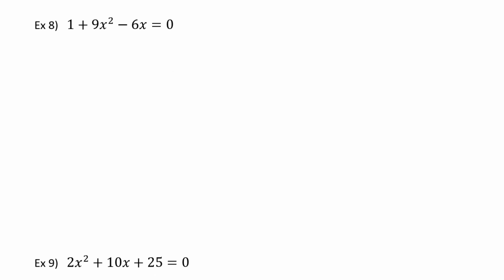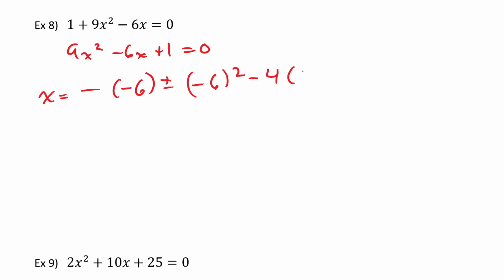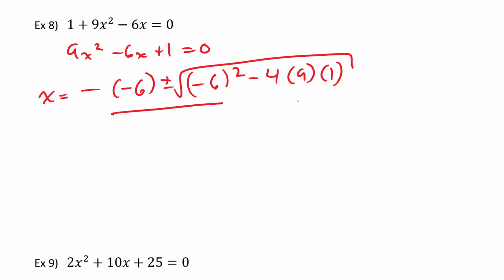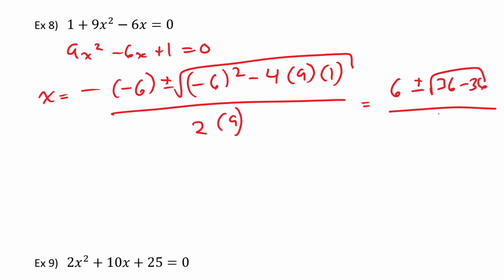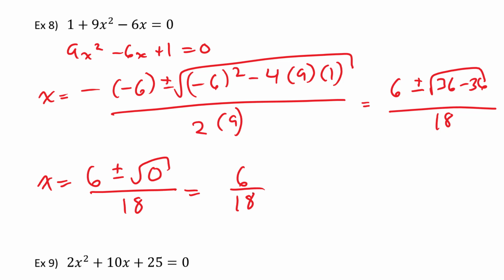Example 8. Again, let's rearrange it first. Then we'll solve. Negative b plus or minus the square root of b squared minus 4 times a times c, the whole thing divided by 2 times a. Positive 6 plus or minus 36. 4 times 9 is 36, so I'm subtracting 36 over 18. Notice what happens here. This is an example of a quadratic equation with only one solution. 1/3.